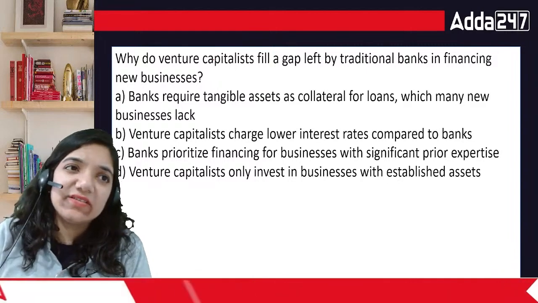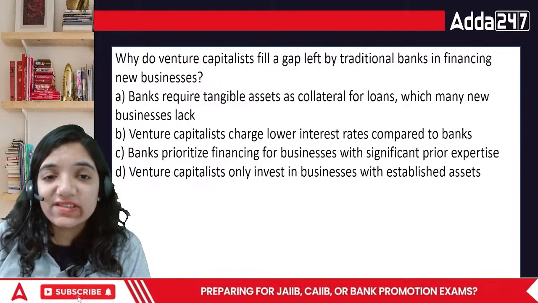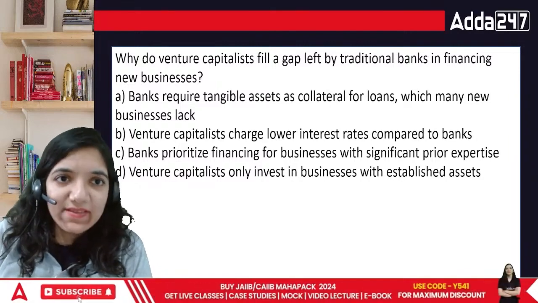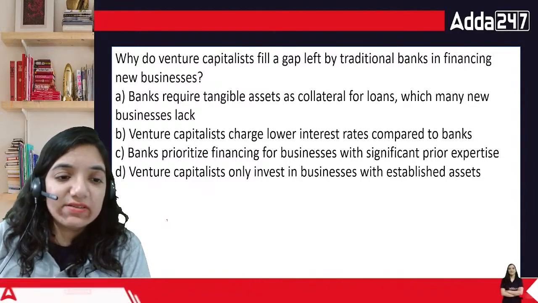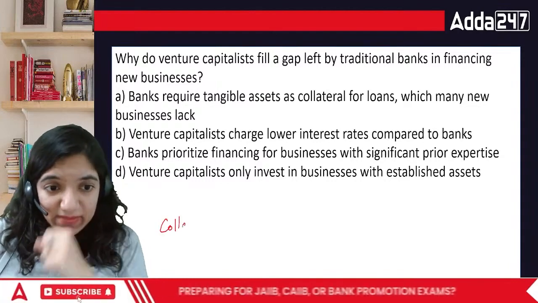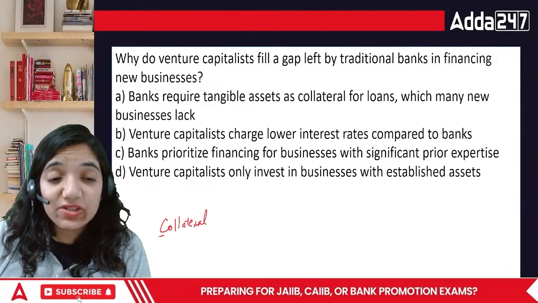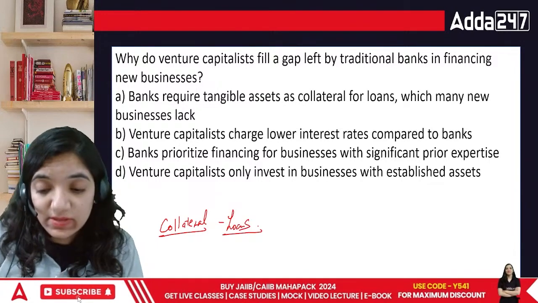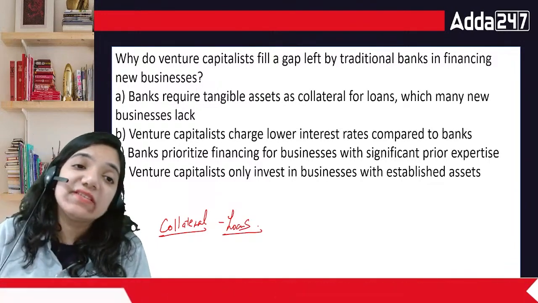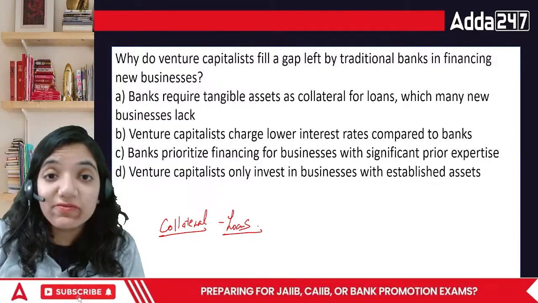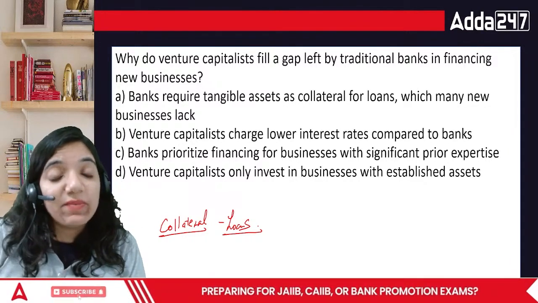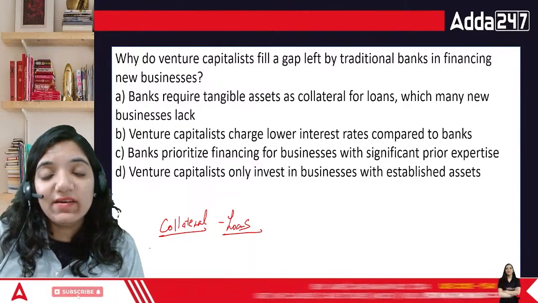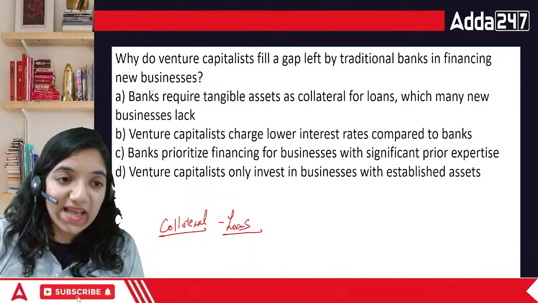Actually, the problem is in the traditional businesses. Traditional banks normally have one problem. They will always ask for collateral. And they're providing loans. Are they providing the guidance? No. They're helping them in terms of finances, but they cannot provide them guidance. That's one of the true facts about them as well. So banks require tangible assets as collateral for loans, which many new businesses lack.